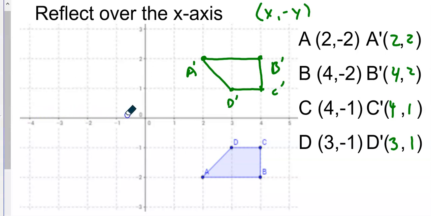Okay? So again, reflection over this line, y equals 0, right? Which would also simply just be the x-axis. So reflecting that, negating the y, but leaving x the same.